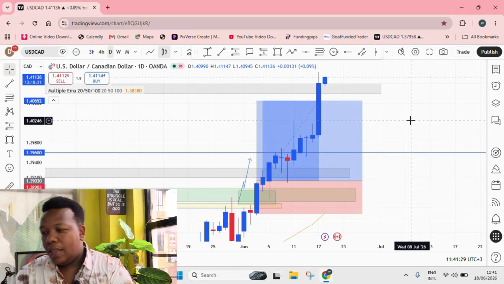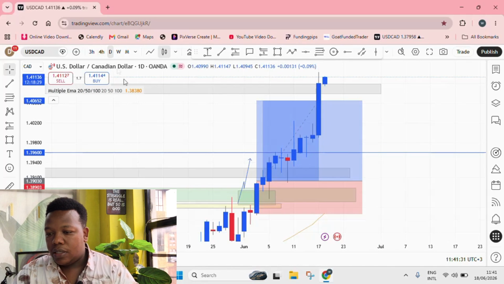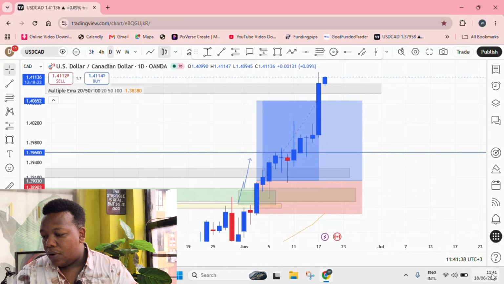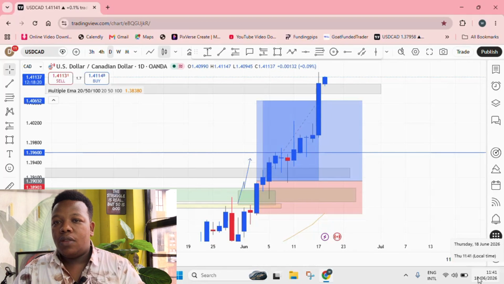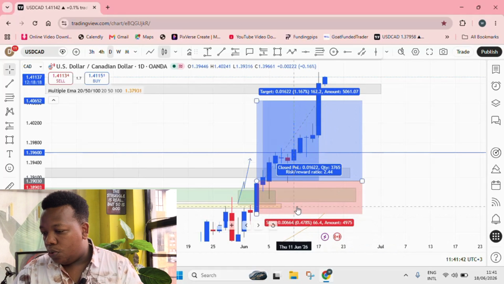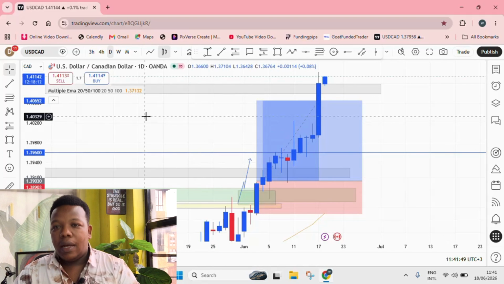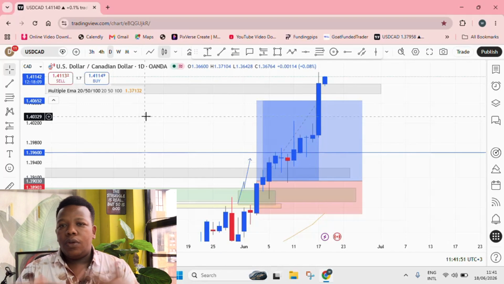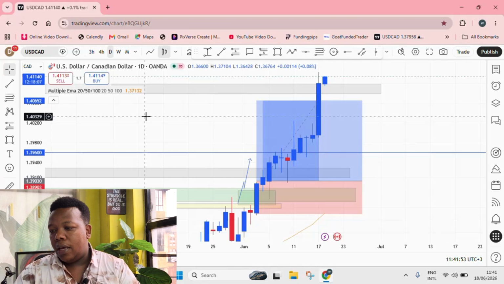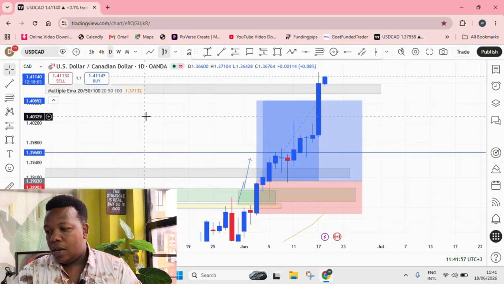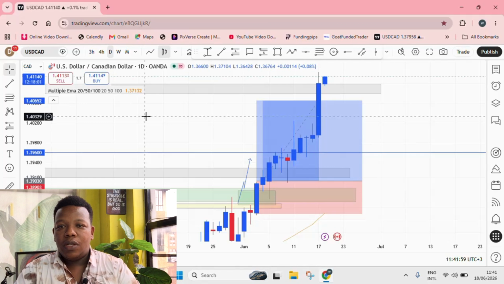So basically, that's what happened with the USD CAD. You can see how long I waited for it. I took this trade on the 3rd of June, and I closed it yesterday, the 17th. So that was around 14 days, around 2 weeks of waiting, and of course patience. So basically, that's what trading is all about. Hopefully, you keep implementing the same in your trades, and of course, you're going to see some profitability in the long run.